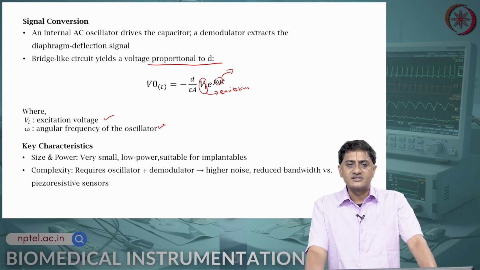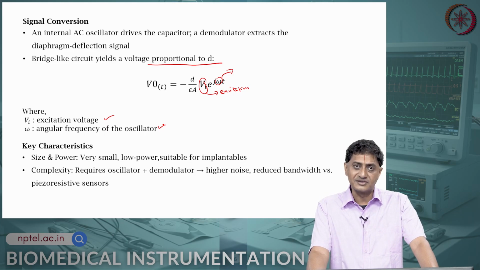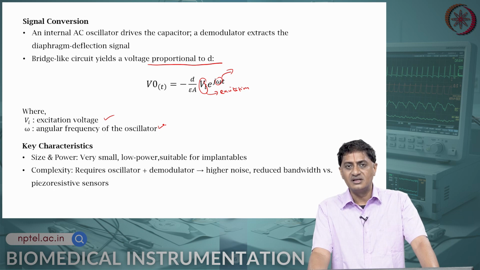What are the advantages? The advantage is that these are really small. They can also be realized in semiconductor circuits. They can be miniaturized in a very big way. They are also low power devices, and so they are suitable for measuring pressure in implanted systems. So, these are some of the advantages.